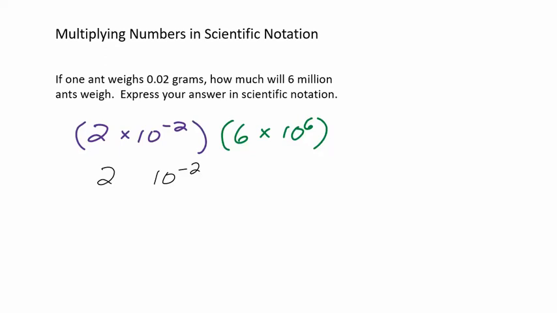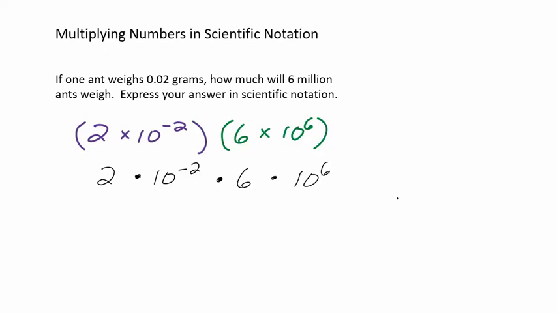So let's say I've got 2 times 10 to the negative 2 times 6 times 10 to the 6. That's really what this is saying. So I need to multiply these 4 numbers together. And we're going to do this without a calculator, right? The idea is there's an easy way to do this so you don't have to use your calculator.